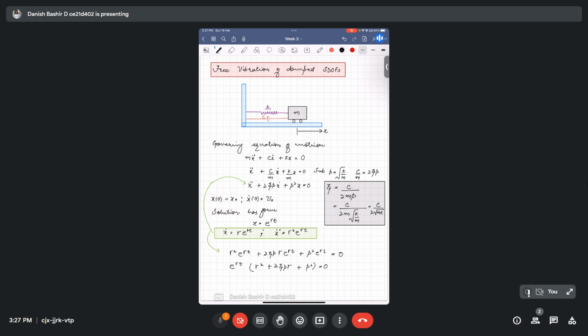Since these are the two factors, for this equation to be 0, at least one of them has to be 0. If we take e power r t as 0, we are assuming the displacement as 0, and this will not be the solution. So among e power r t and this other factor, this one has to be 0. That is, r square plus twice theta p r plus p square should be equal to 0. So this is a quadratic equation in terms of r.